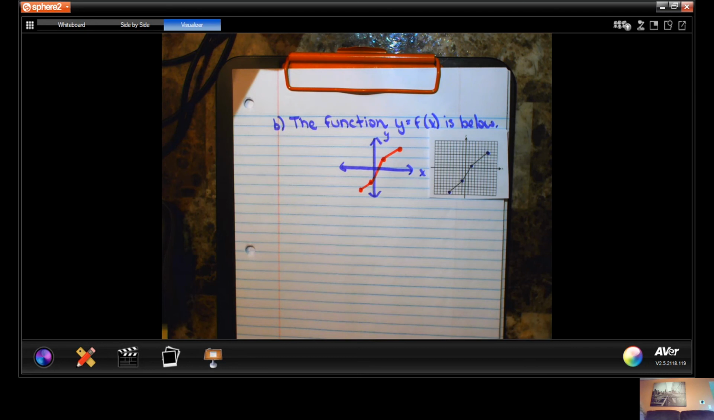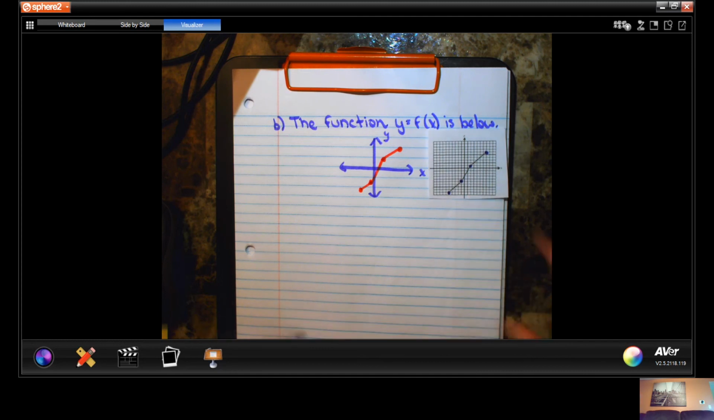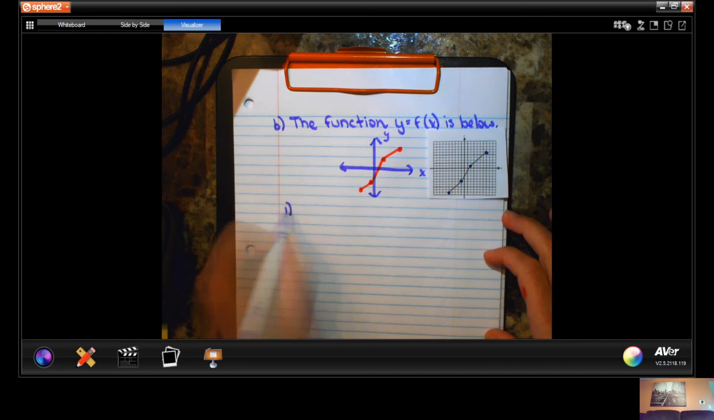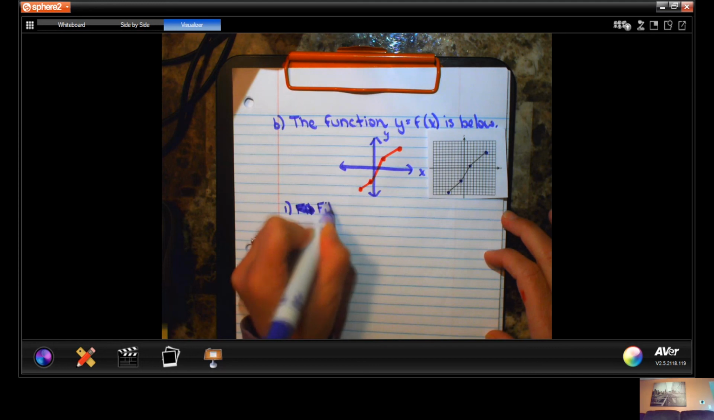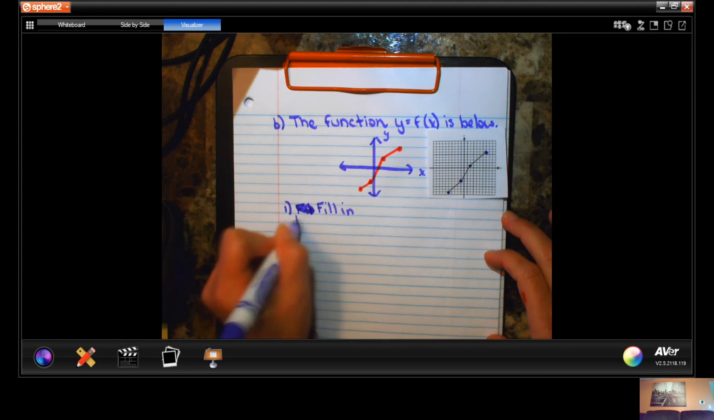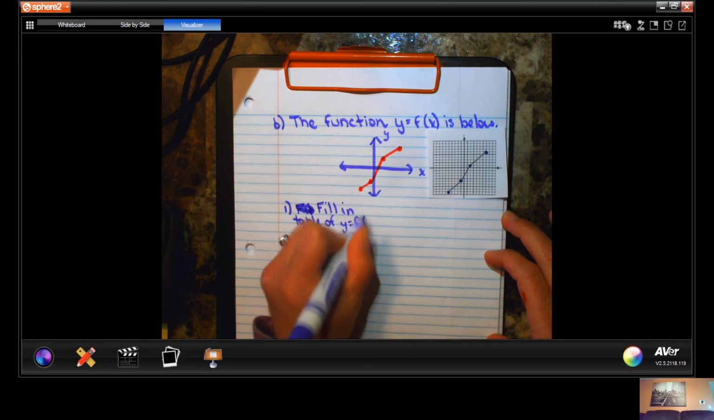So this is our f of x function. We are going to make a table of these points, and we're going to look at this to help. And I know it's hard to see, so I will help you out with the numbers. So can you put for number 1, fill in table of y equals f of x.